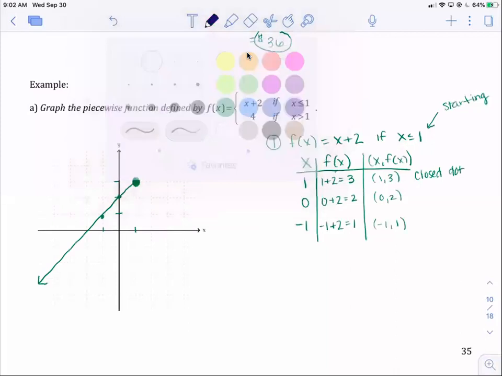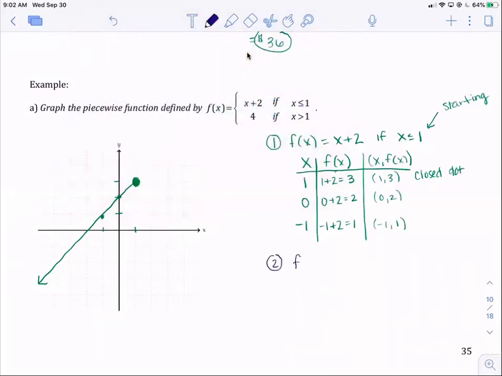Now we're going to look at the second part of our piecewise function. And now we have f of x equals 4 if x is greater than 1. Okay, so remember when we make our table, we always have to include that starting value. So 1. And then pick 1 or 2 numbers that make it a true statement. So x is greater than 1. That would be 2, 3, and continue going up.